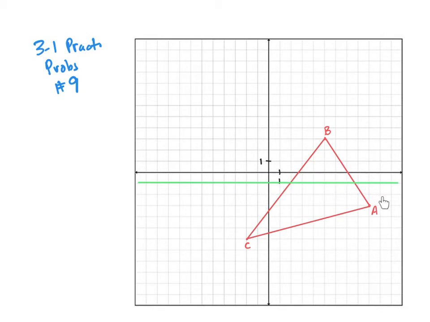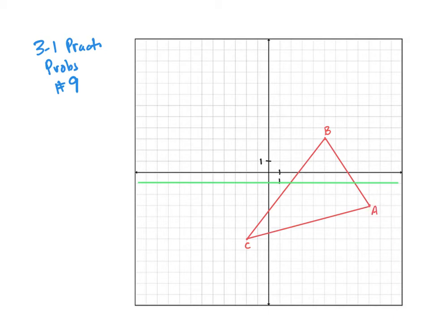I'll take a look at A and show you what I would think for A, and then I'll let you figure out where B and C would end up. What we need to remember for a reflection is that we're going to take each point and flip it to the opposite side of the line of reflection. And it's going to stay the same distance away from that line.